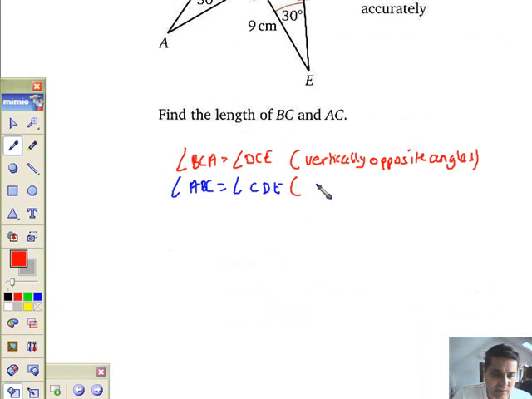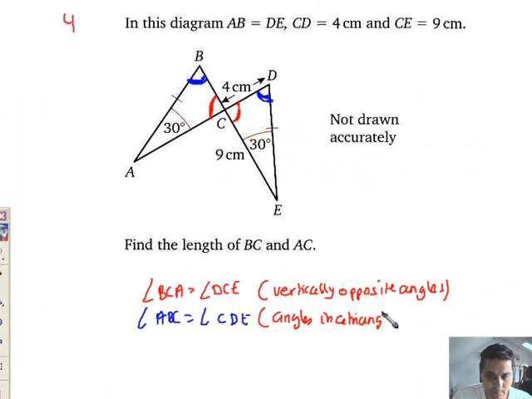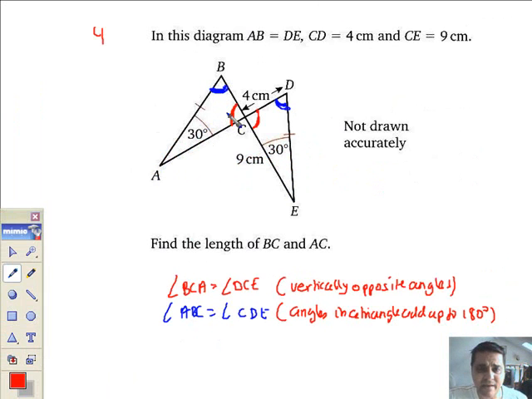Why is that? Because angles in a triangle add up to 180 degrees. Is that alright? So where do I get the blue angles from? Well, angles in a triangle add up to 180. Therefore, if I've established that the two vertically opposite angles are the same, then the remaining angle, the B and the D angle, will be the same.